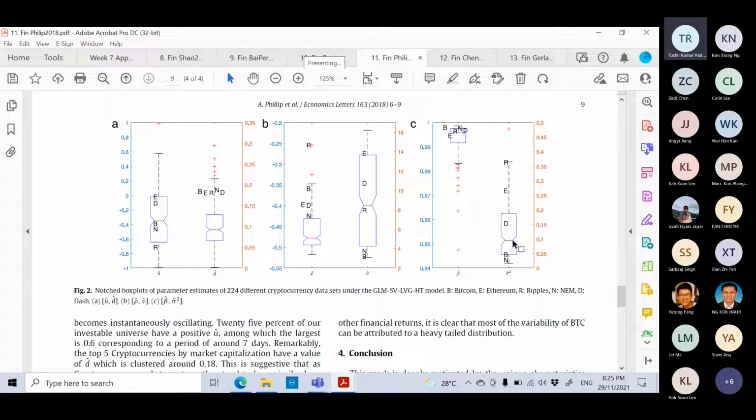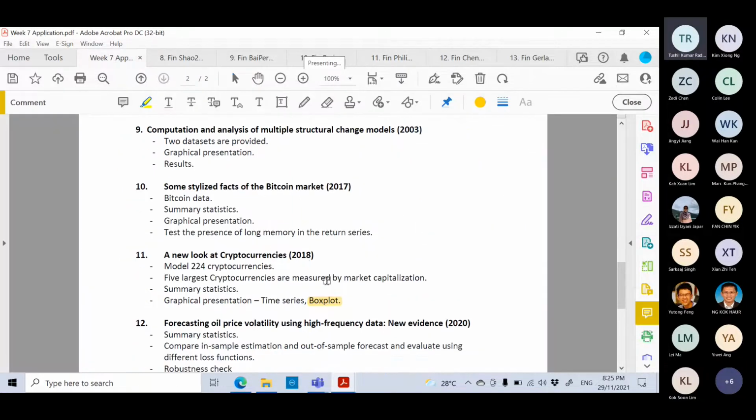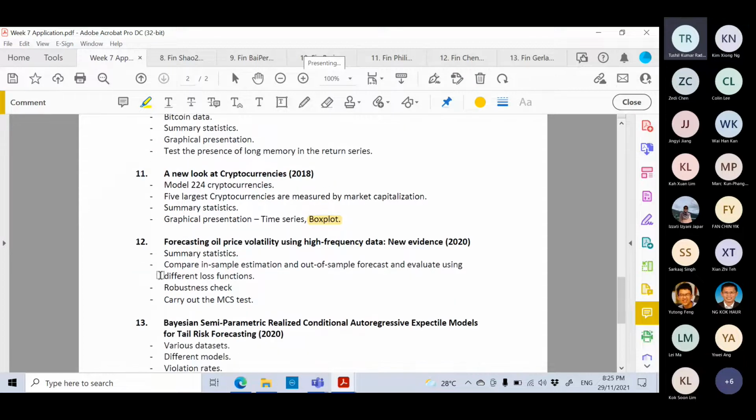So this is what I show you about this paper, where they use the box plot. Of course they could plot the time series, but they did not choose the time series plot; they present the box and whisker plot. After that, you have a tool. This tool is also the same thing here.